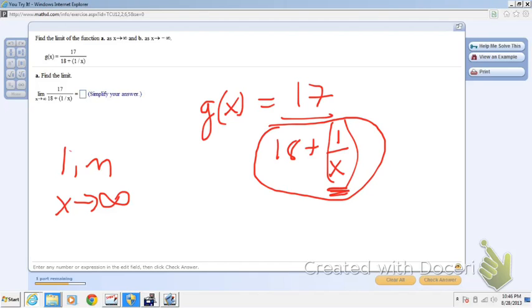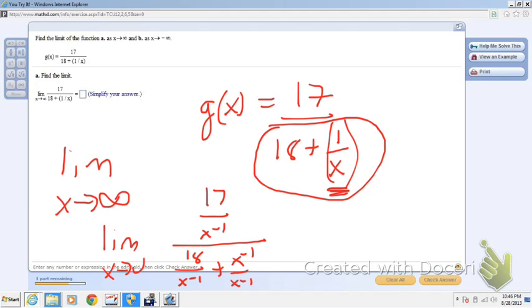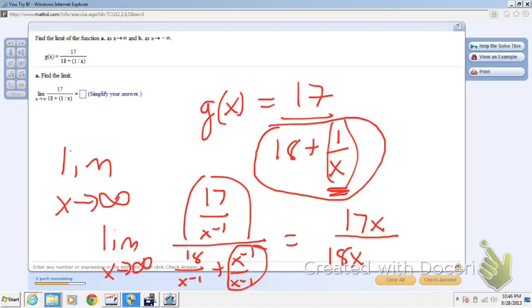So if I divide 17 over x to the negative 1, and then 18 over x to the negative 1, and then plus, in essence, x to the negative 1 over x to the negative 1, if I take a look at that, the limit as x approaches infinity of that expression, well, let's keep cleaning. Then the top will become 17x, okay? Down bottom, we'll have 18x, and then this expression right here will just be 1. So it's like I'm manipulating this thing algebraically.